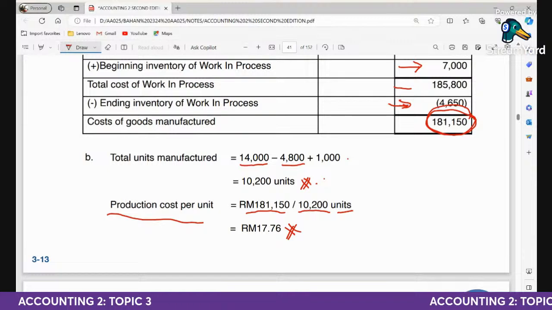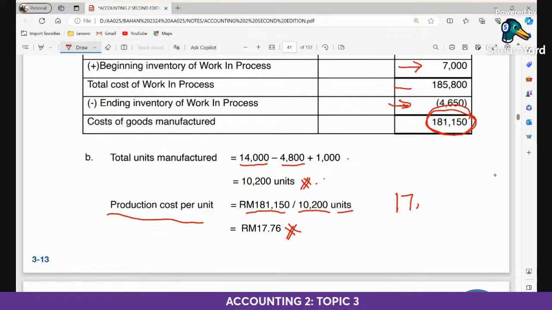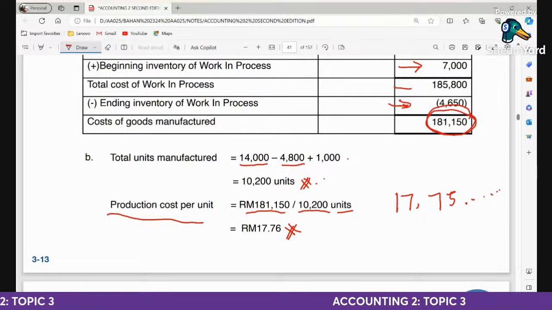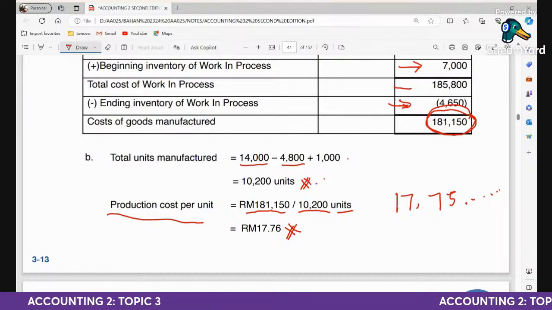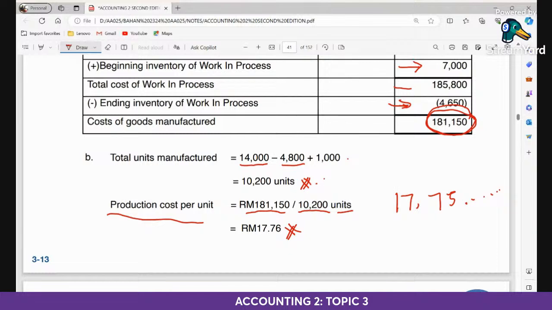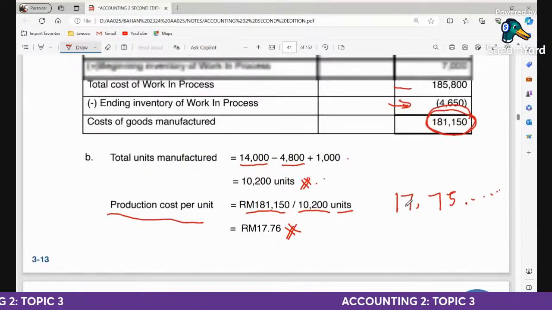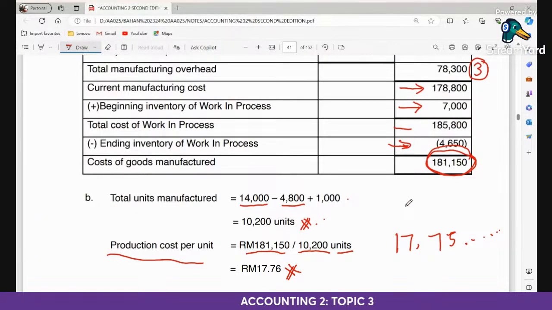And 76 cents. Actually, if you use a calculator, it is going to be 17.75 something. So don't make it 18 ringgit, because we must understand that costing must be very detailed. So we can only round to 2 decimal places. That's why you get the answer of 17 ringgit and 76 cents. Alright. So that's about all for topic 3.